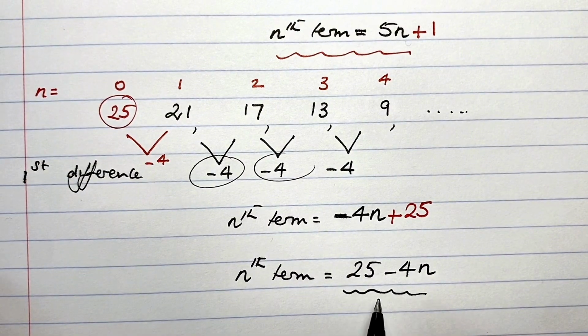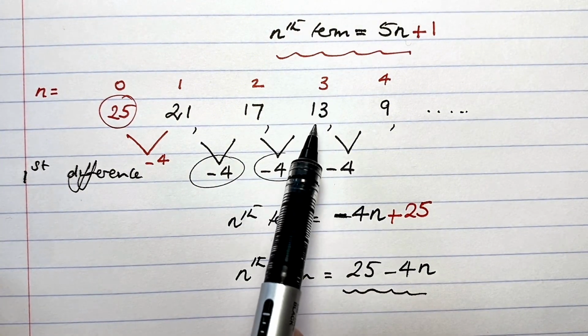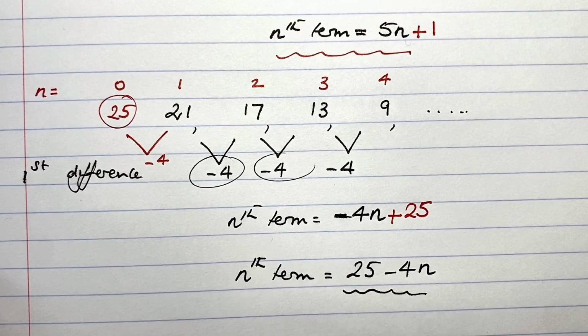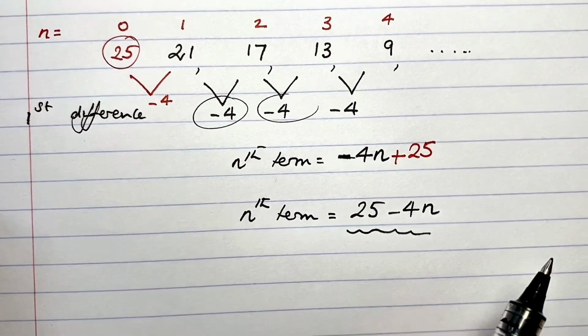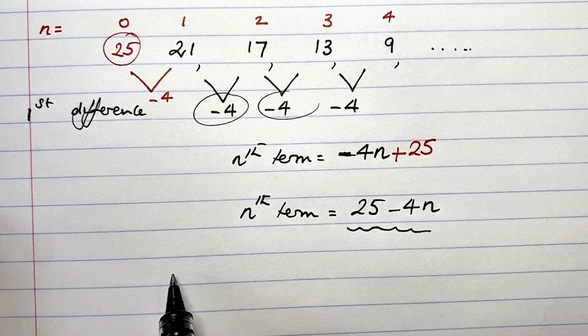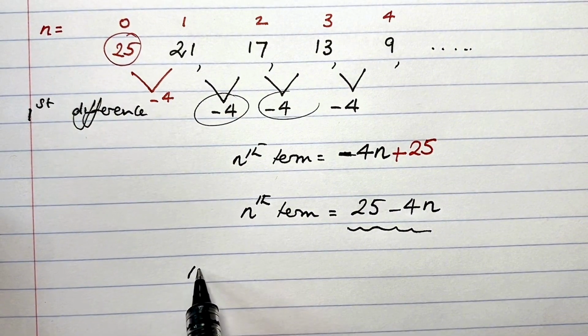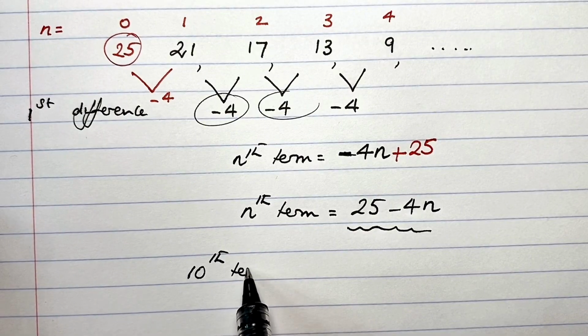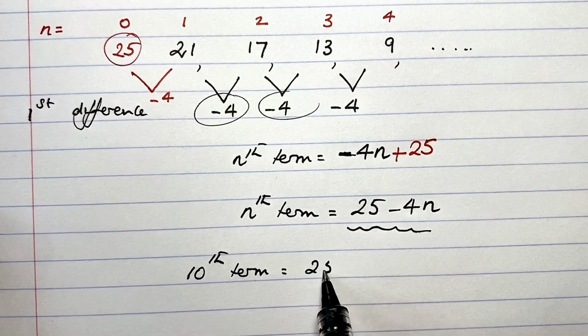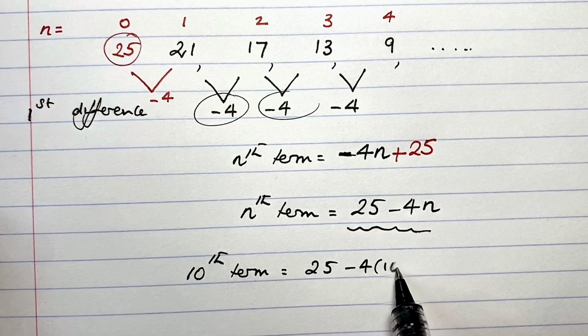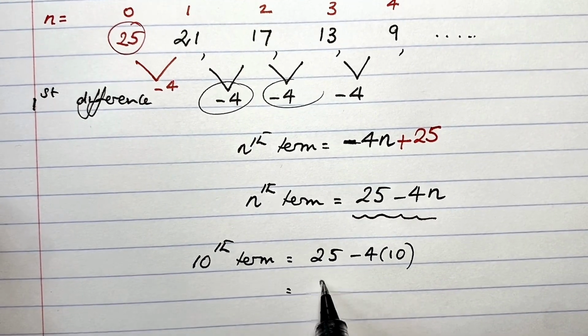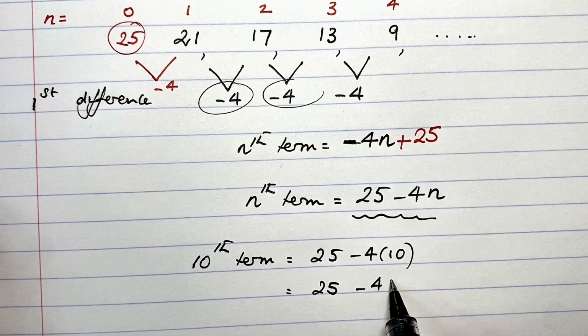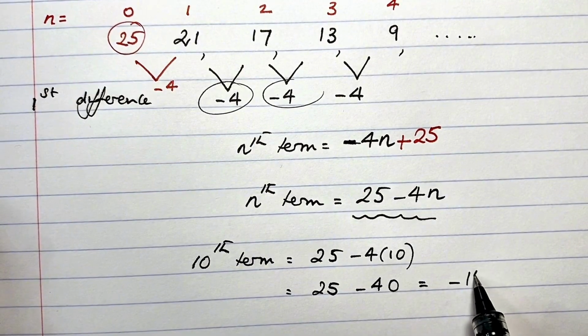Let's check. Say n is 3. 25 take away 4 lots of 3. 25 take away 12 is 13. Yes, term number 3 should be 13. I can now use this formula to find any term. So, for example, what is the 10th term of this sequence? It'll be 25 minus 4 lots of 10, which is 25 minus 40, it'll be minus 15.